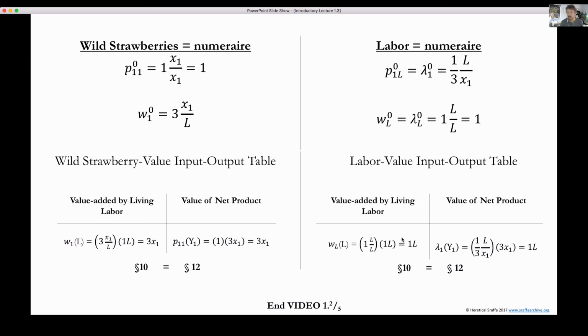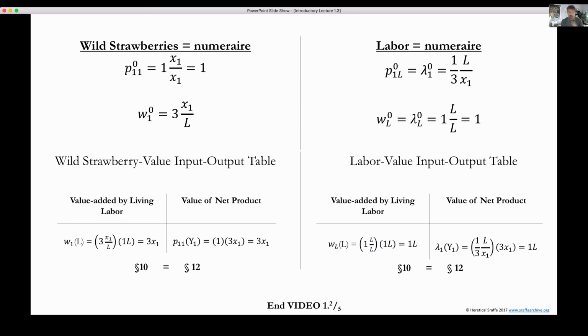Same thing holds when labor is the numeraire. When labor is the numeraire, we set the price of labor equal to 1, which means on the input side, you're going to have 1 unit of labor, and the labor value of output is going to be 1/3 unit of labor per unit of wild strawberry. When you multiply that by 3 units of wild strawberries, the 3 cancels out, and the units of wild strawberries cancel out, leaving 1 unit of labor. Here on the labor as numeraire input-output table, 1 unit of labor is on the input side, which is the value of living labor, and it is equal to 1 unit of labor on the output side, which is the value of wild strawberries when labor is the numeraire.